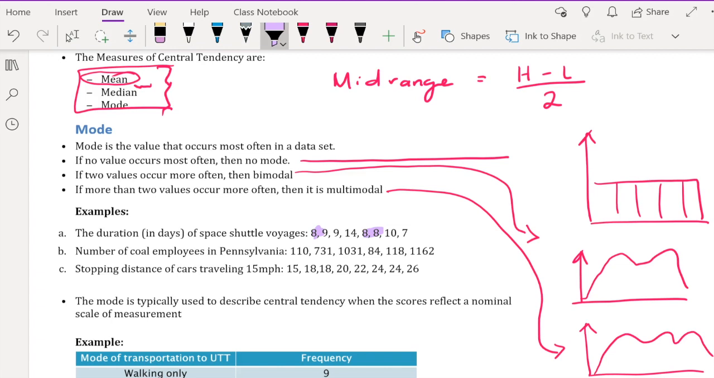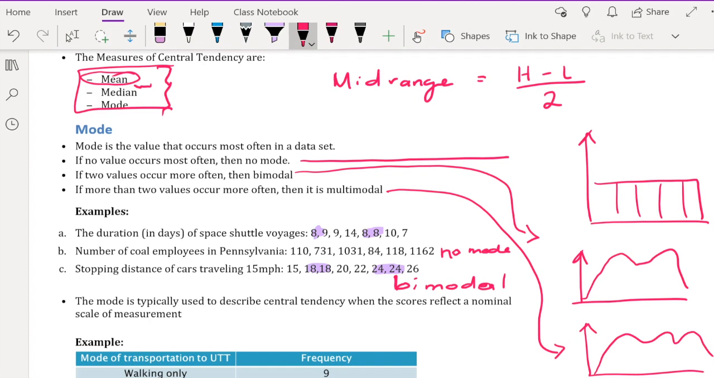The number of coal employees in Pennsylvania. Let's look for values that are repeated. I don't see anything. That means that there's no mode. Next, the stopping distance of cars traveling 50 miles per hour. Here I have a frequently occurring value, and then I have another frequently occurring value. When that happens, I'm looking at the camel, and I would call this a bimodal distribution.